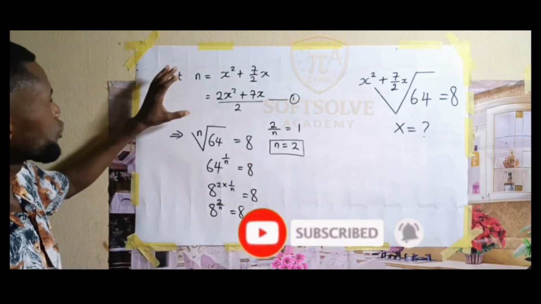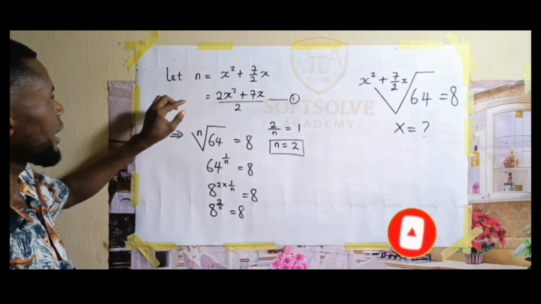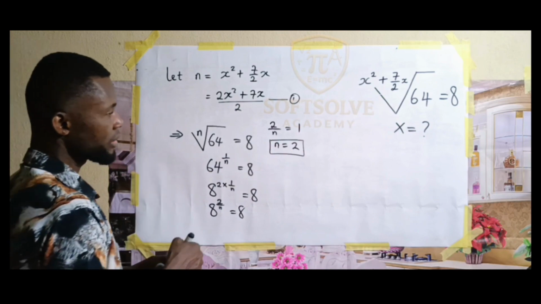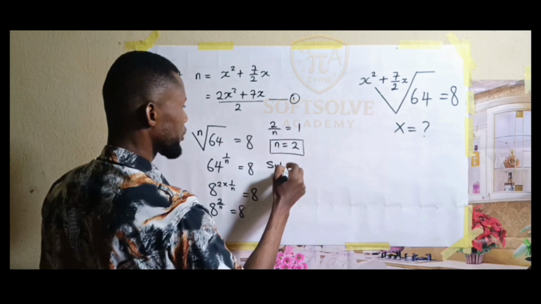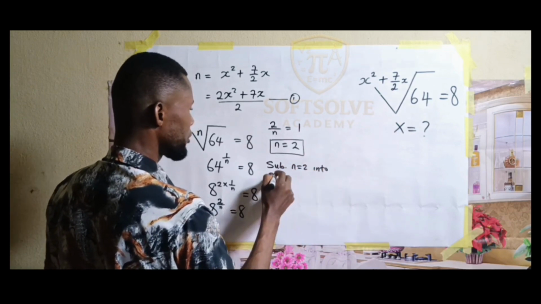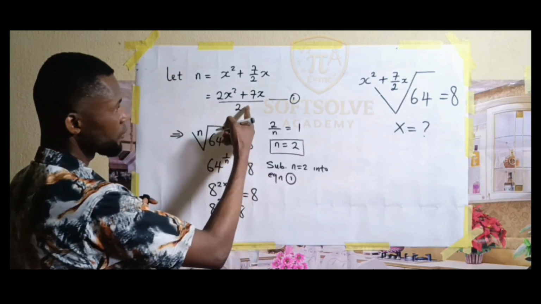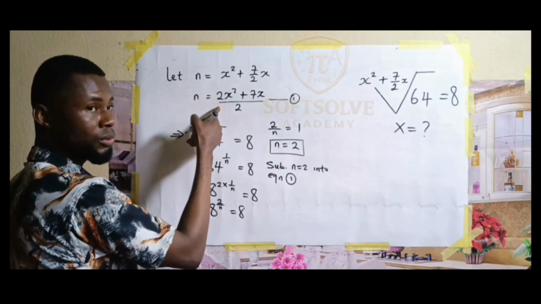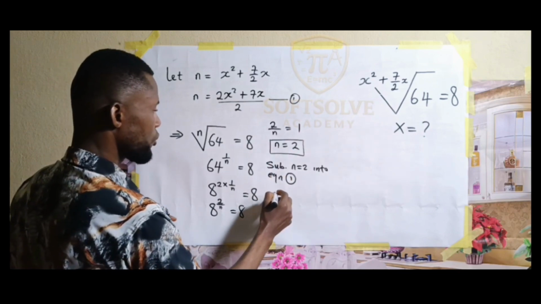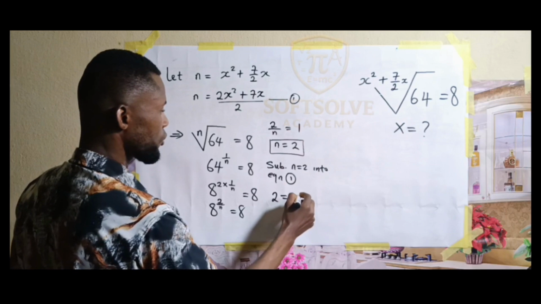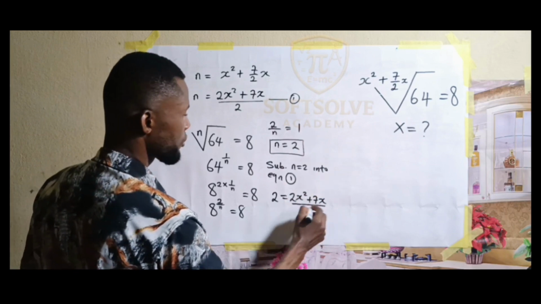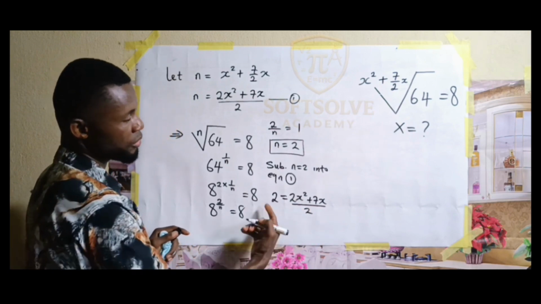So what we are going to do is come back to equation number 1 and replace the value of n with 2. So we say substituting n equals 2 into equation 1, which is this equation 1 here. Remember that n is equal to all this. So if I replace n with 2, I'll have 2 is equal to 2x squared plus 7x over 2. Okay, all I need to do is to cross multiply.